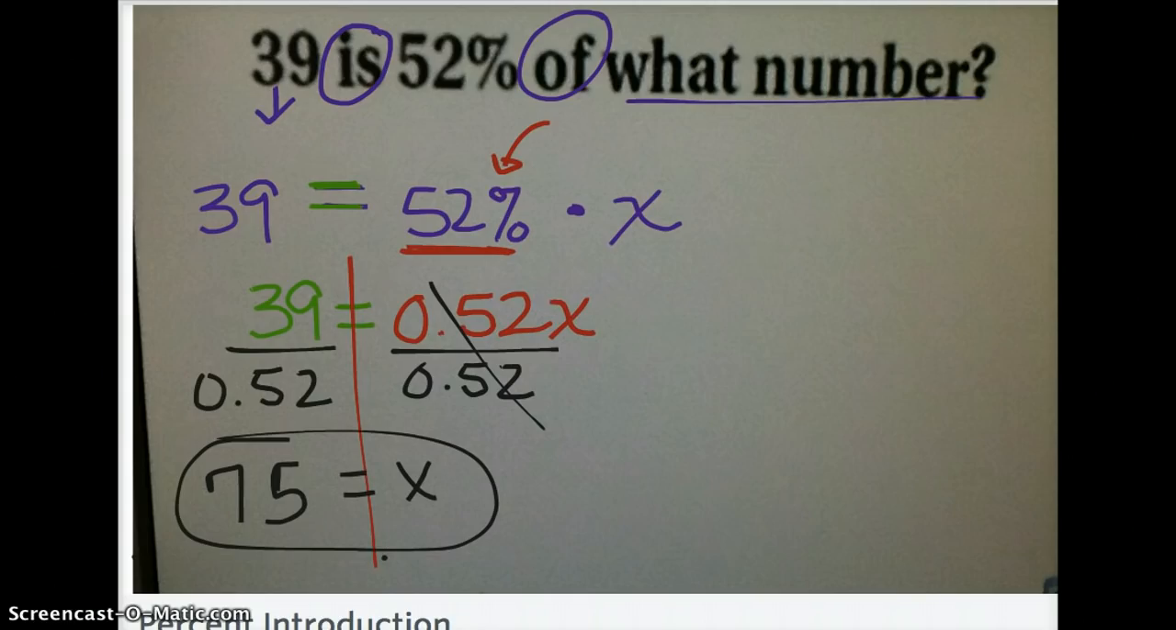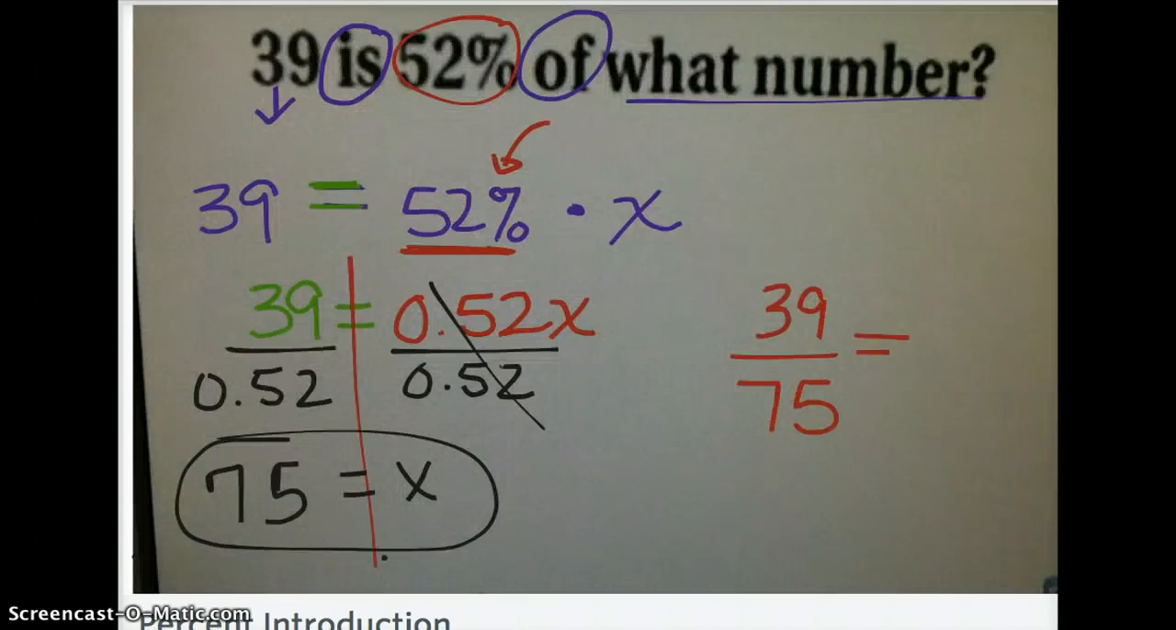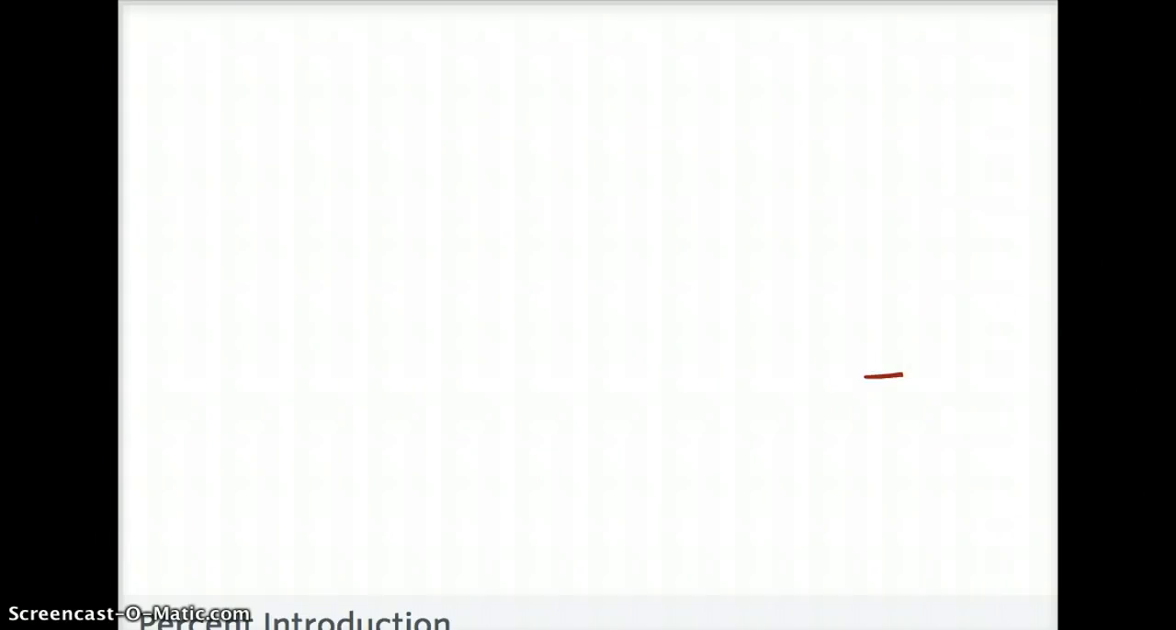Now, let's see if that makes sense. It says 39 is 52% of what number? So 39 is this part of what number? Well, we got 75. Let's see if 39 out of 75 is 52%. You guys remember how to test that? If you had a calculator, just take the top divided by the bottom, 39 divided by 75, and I get 0.52, which is the same as 52%. So I know I did that one right. All right, let's do another one kind of like that.